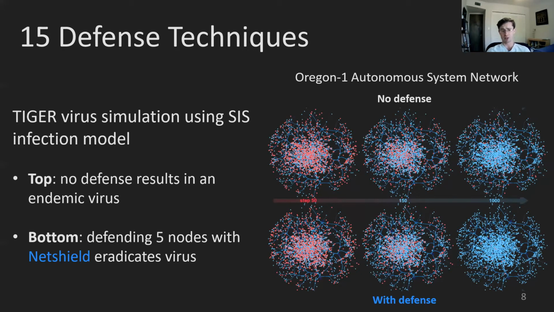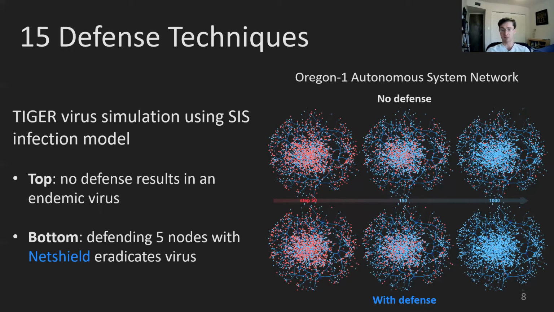On the top of the figure on the right, we can see the result of a virus that remains endemic on a network when there's no defense. And on the bottom of this figure, we can see that when we only defend 5 nodes using a method like NetShield, we can eradicate the virus.